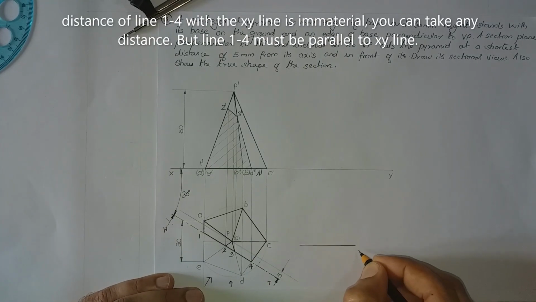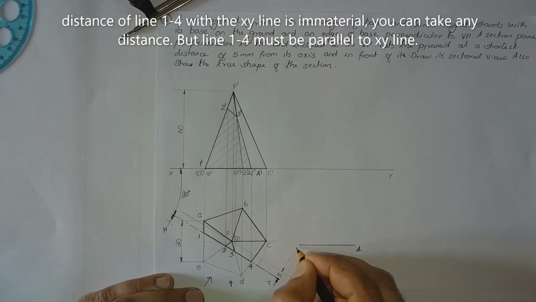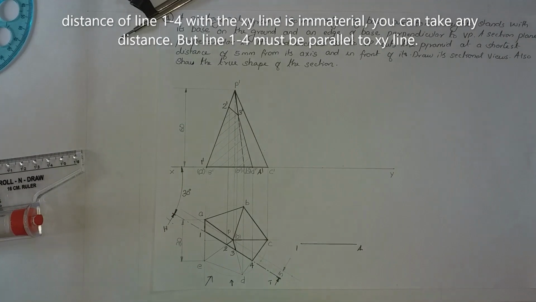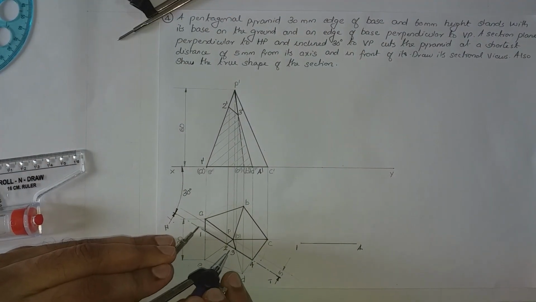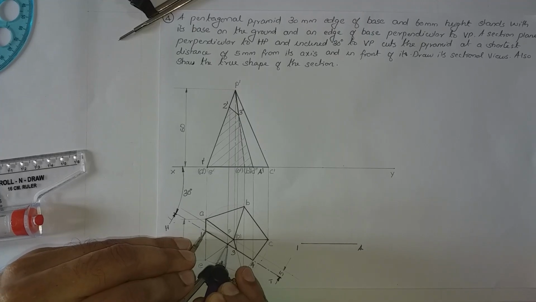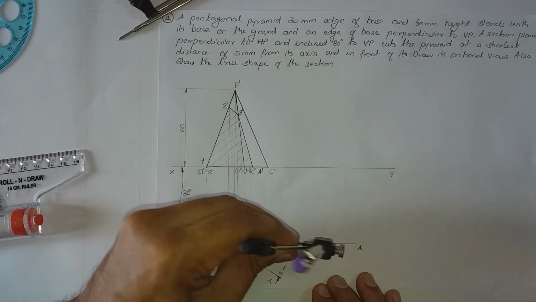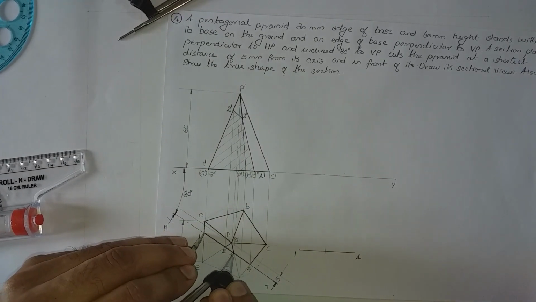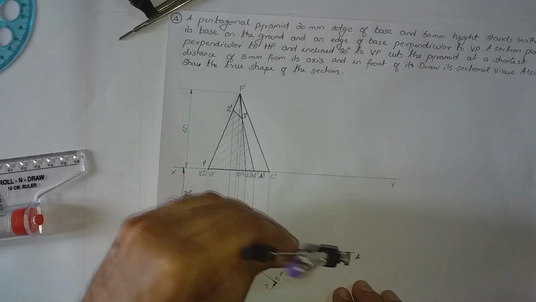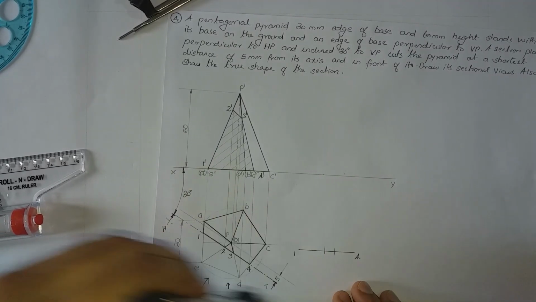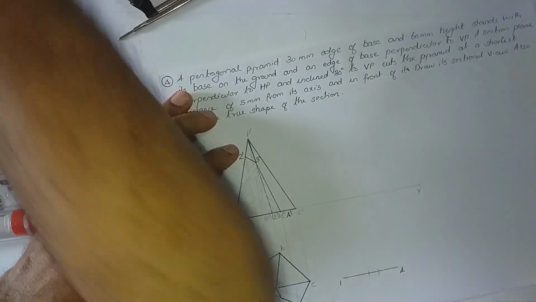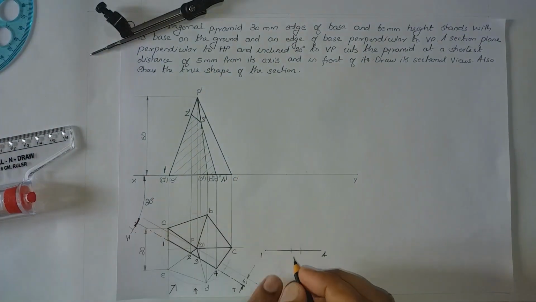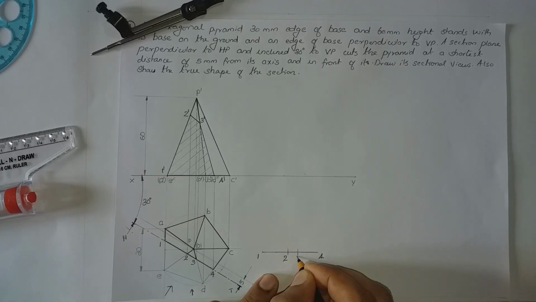So this end, let us mark it as 4, and this end, let us mark it as 1. Now you have to mark 2 and 3 also on this section plane. We shall do it using a compass. So the 1, 2 distance is measured using a compass. So this will be point 2, and the 1, 3 distance is also measured using a compass. So from 1, this point will be 3. Now let us mark these points as 2 and 3.